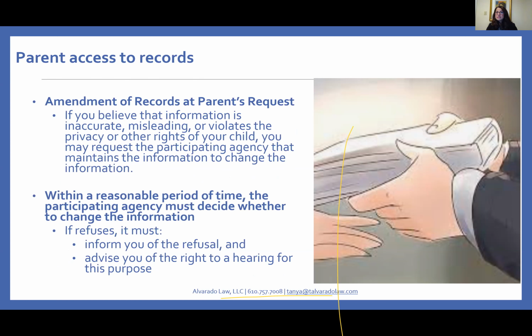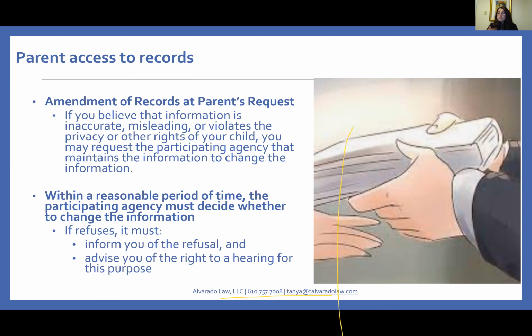All right, if you disagree with something in the record, you can ask for an amendment of the record, if you believe the information is inaccurate, misleading, or violates the privacy or other rights of your child. So, if your child is getting therapy for something that really isn't related to education, you can ask that it be removed from the educational records, because of privacy or because it impacts some other rights of your child. If you think the information is inaccurate or misleading, those are important circumstances.